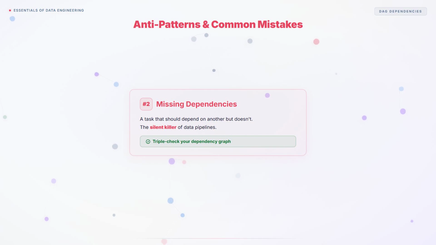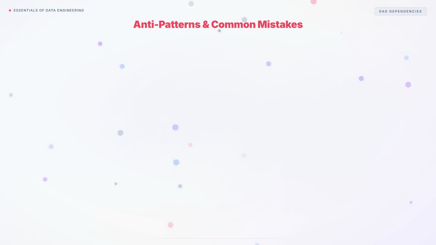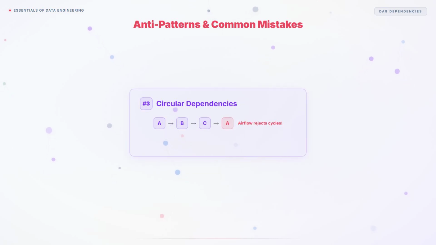Third, circular dependencies. This one is usually caught by the orchestrator. Airflow will reject a DAG with cycles, but sometimes you get subtle near cycles. Task A writes to a table that task B reads, and task B writes to a different table that a later version of task A reads. Not a direct cycle, but a logical one that causes confusion about which version of the data is correct. Keep your data flow strictly one directional.